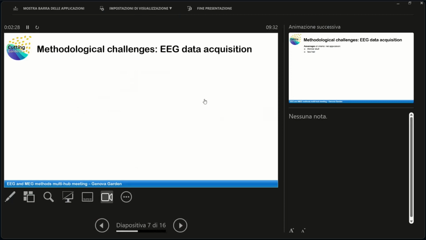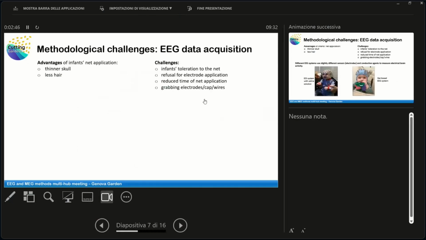Then another challenge is EEG data acquisition. There are even some advantages when you test young babies because they have a thinner skull, they have less hair than adults, and this is a plus when you need to put the net on. Still, some of the babies don't like the net, they refuse it altogether, and what is important is that you have a very short time to do that, because if you spend too much time in net application, then the baby is gone and you are not going to do the test anymore.